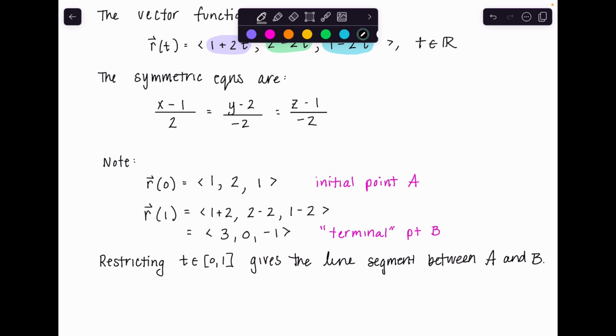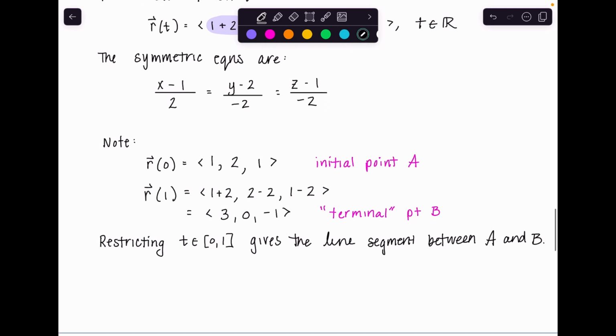Because again, very soon we're going to have to talk about optimization. We're going to talk about absolute maxes and mins, and we're going to be concerned with a specific border, which could be a straight line. So I have to talk about just restricting it to this particular portion of a line.